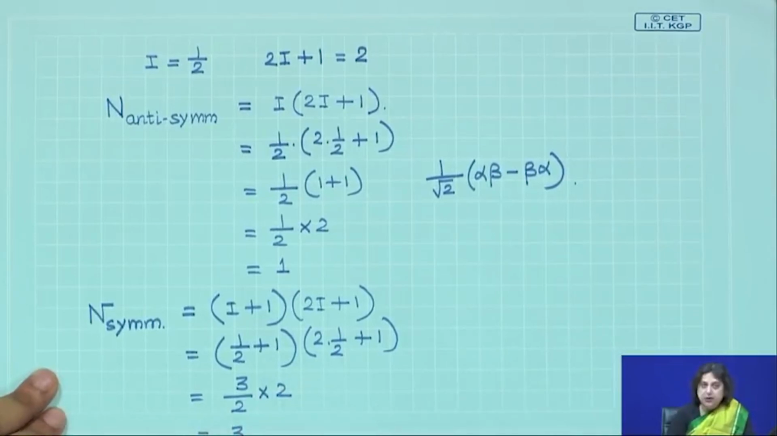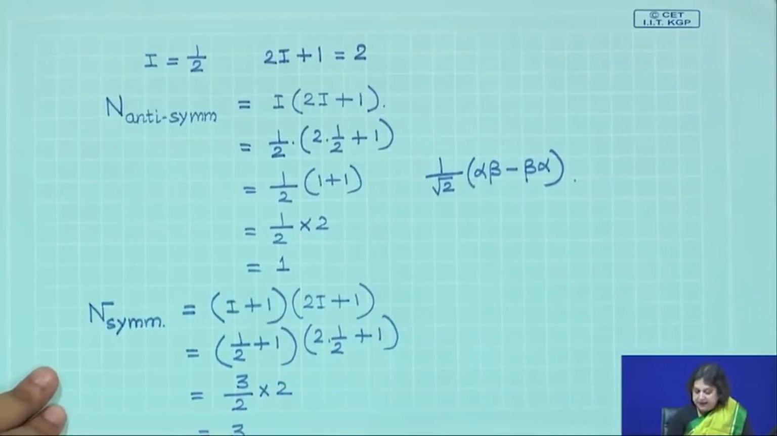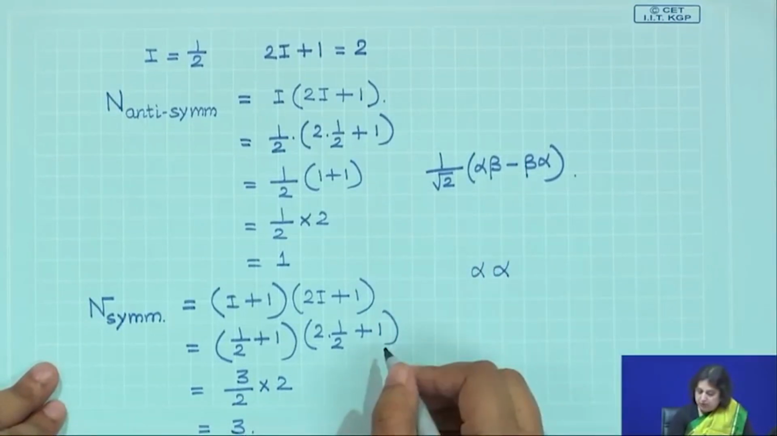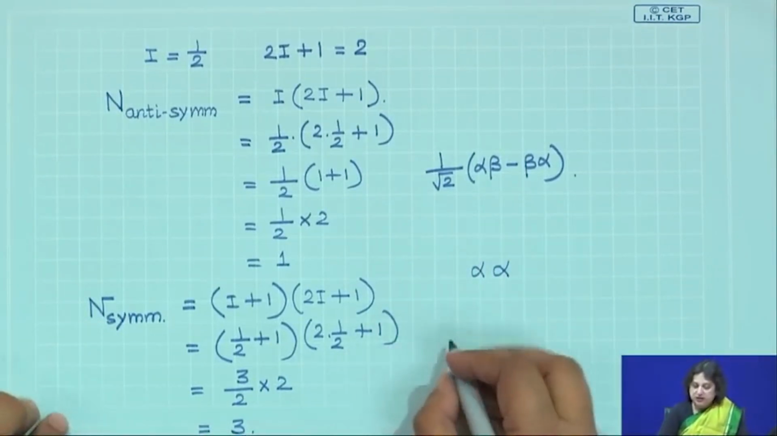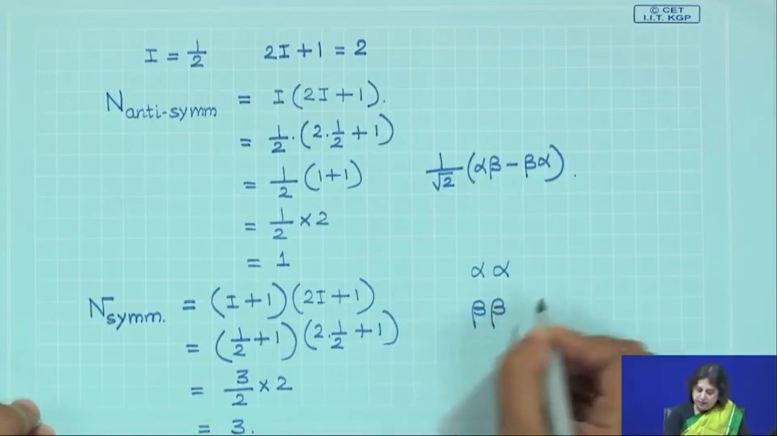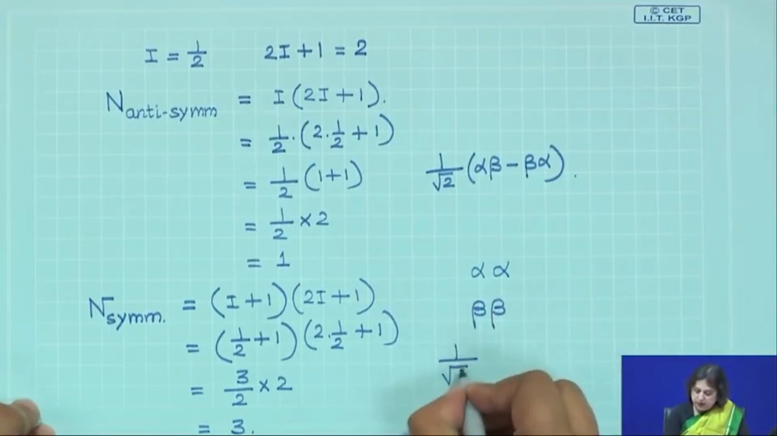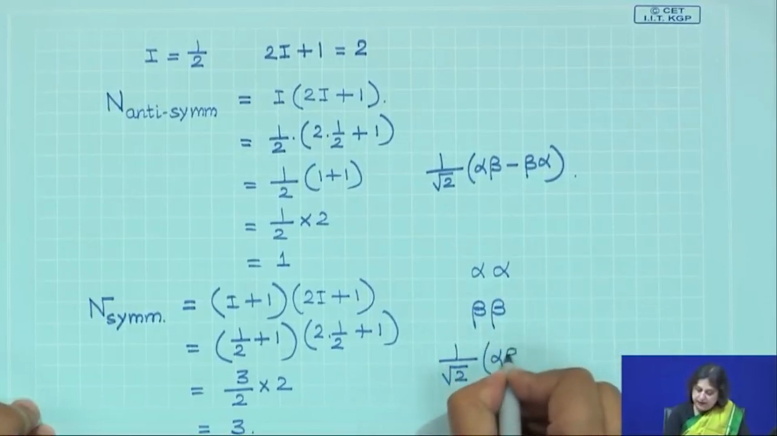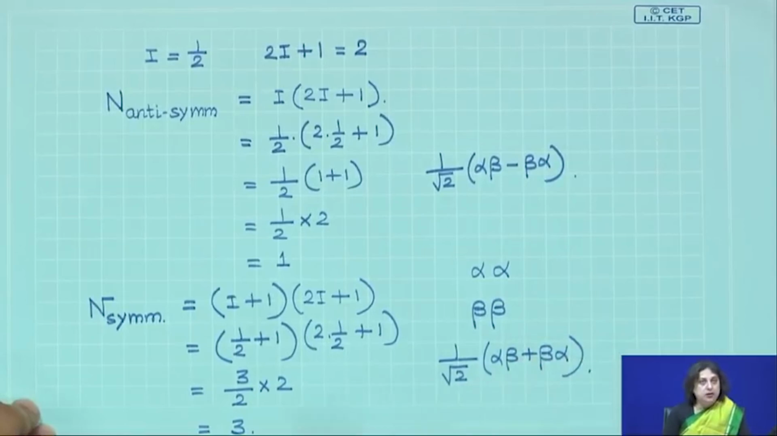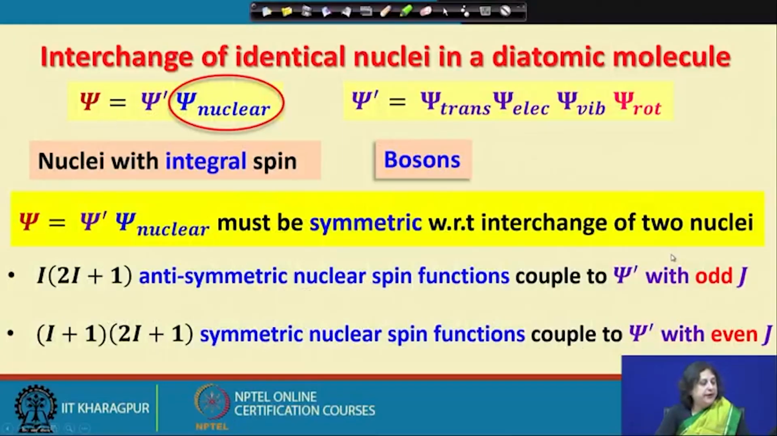And if you would remember, we had actually 3 possible combinations of the nuclear spin wave function here, that was alpha alpha, beta beta, and then 1 by root 2 alpha beta plus beta alpha. So, this general relationship that I have written down is actually correct for the general case.